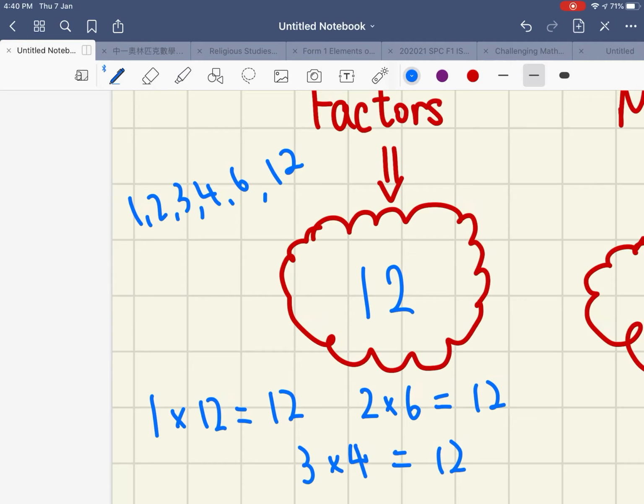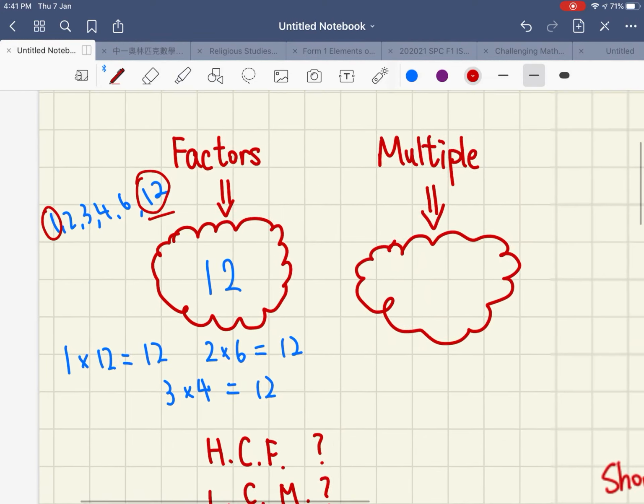Bear in mind, for every positive number, the first factor of itself must be 1, since 1 can be multiplied by any number. And the last factor of any number must be the number itself. Just like when finding the factors of 24, the biggest factor of 24 must be 24. The biggest factor of 12 must be 12.